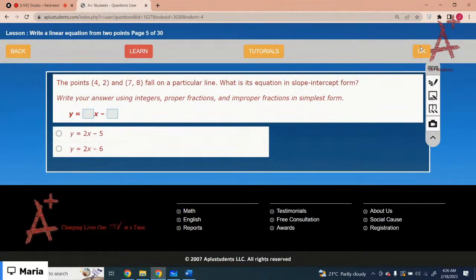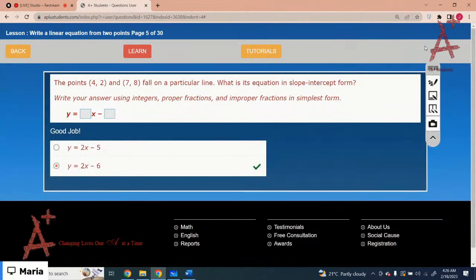Okay, the points (4, 2) and (7, 8) fall on a particular line. What is its equation in slope intercept form? The second option is the correct one. It is y equals 2x minus 6. Got it? Not the first one. The correct option is y equals 2x minus 6. Got it?